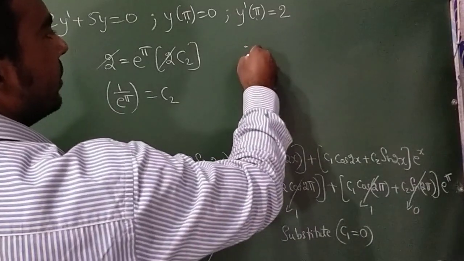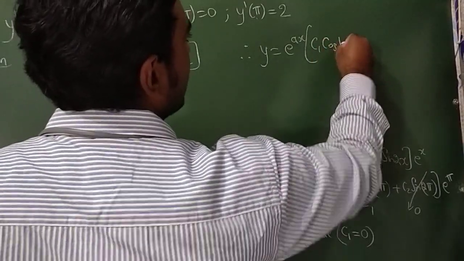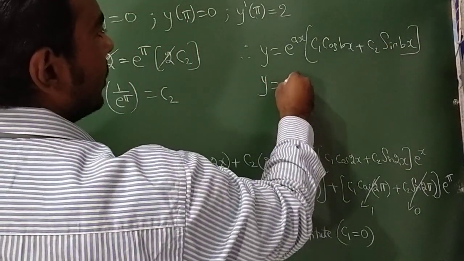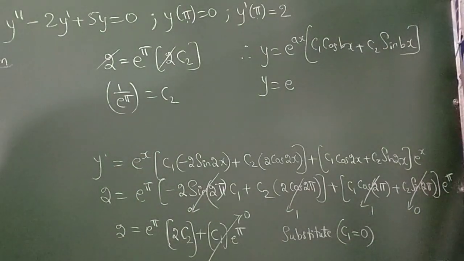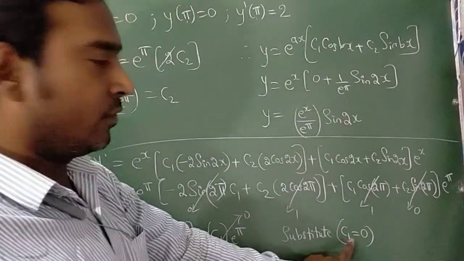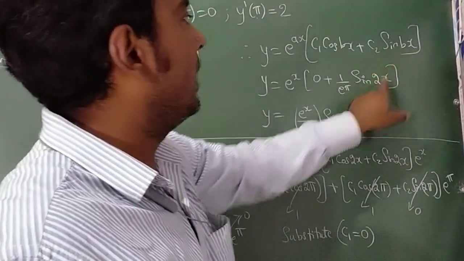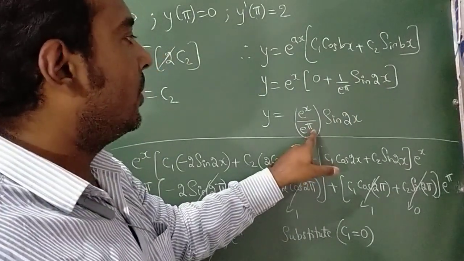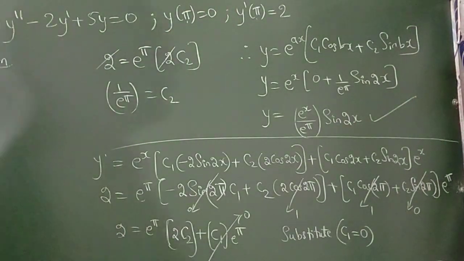Now I need to substitute this in the equation c1 cos bx plus c2 sin bx. Fine. So y is equal to e raised to x. c1 is 0 from here. c2 is 1 upon e raised to pi. So I have written here sin bx, where b value is 2 from the roots. So I can write y is equal to e raised to x, divided by e raised to pi, into sin 2x. This completes your second answer. Let's move on to the third question.